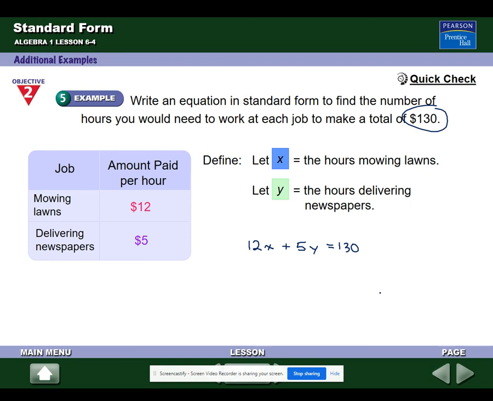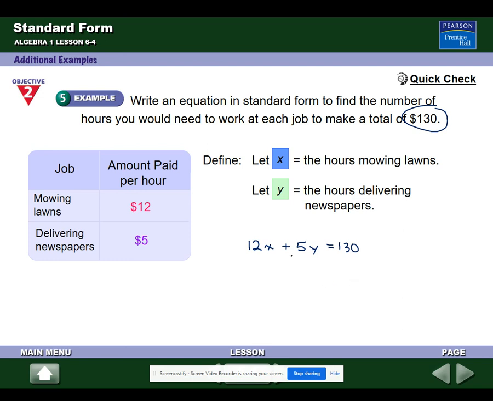Now here's the thing, and it didn't ask us to do this. It just said write an equation. But think about this now. From the previous examples, if we plugged 0 in for x, and you divided both sides by 5, you'd get 26, which means that if you did entirely newspaper delivery, you'd have to work 26 hours to make your money. Whereas if you plugged in a 0 for y, meaning you delivered papers not at all, and then you divided both sides by 12, you'd get a little bit over 10, something between 10 and 11. That means you need to work almost 11 hours to make your money mowing lawns.